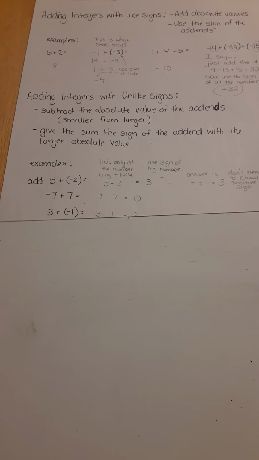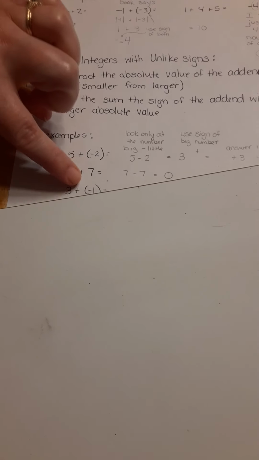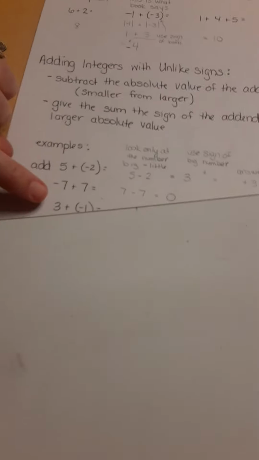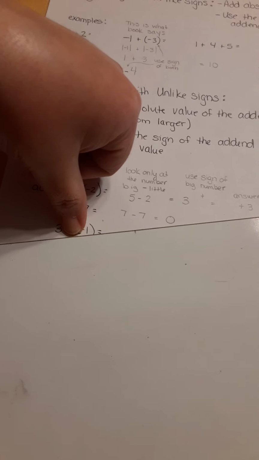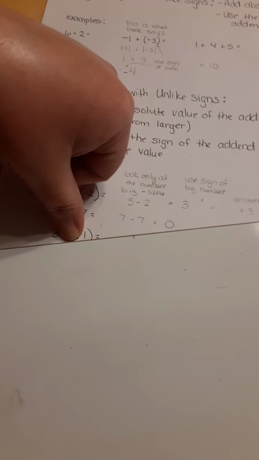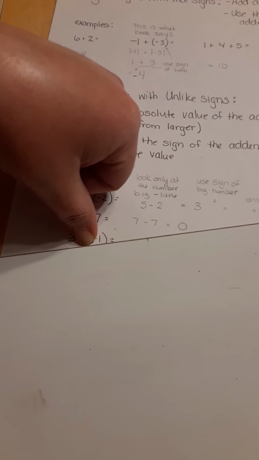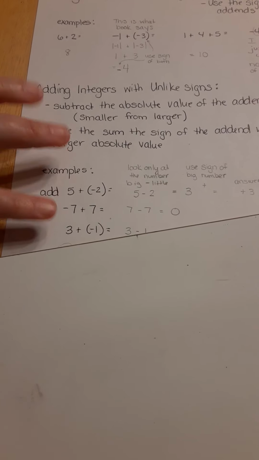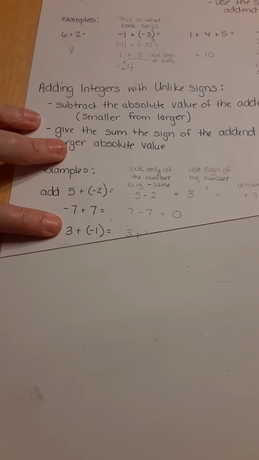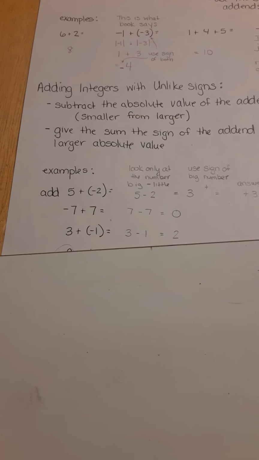Okay, let's look at this example here. I've got 3 plus a negative 1. So I know I've got positive and negatives, so I'm going to have to take the big number. Don't look at the signs yet. Big number, subtract the little number. Well, 3 is bigger than 1, so 3 minus 1 is 2. Now look at the signs. My bigger number is a positive number, so my answer has to be a positive 2.